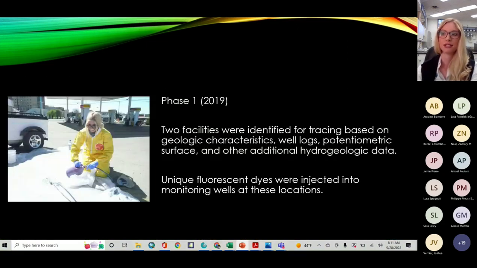So this project took place in 2 phases. In phase 1, we worked with the Tennessee Department of Environmental Conservation to identify 2 underground storage tank facilities that would be traced as potential sources. We used unique tracers introduced into monitoring wells at each location, which exhibited the highest acceptance rates. Again, that suggests a more direct connection to the aquifer, which is what we'd like to see.